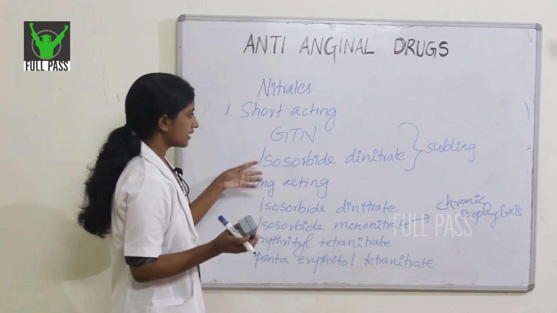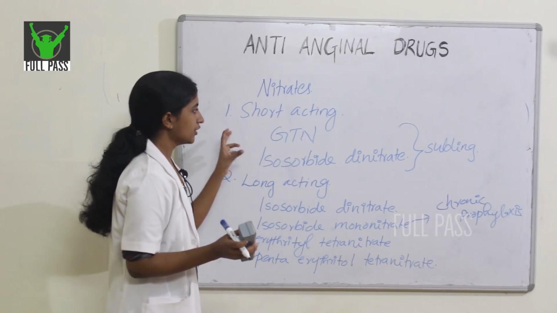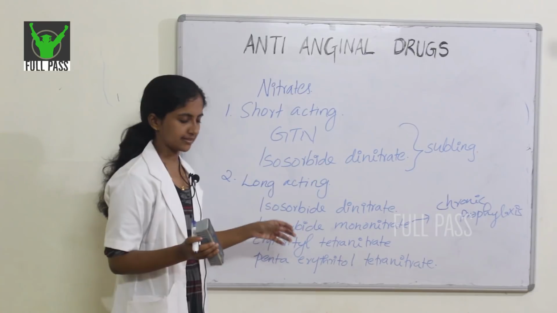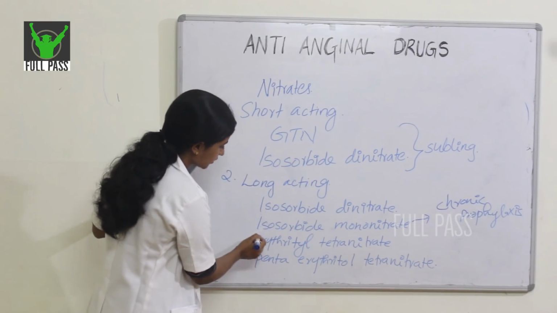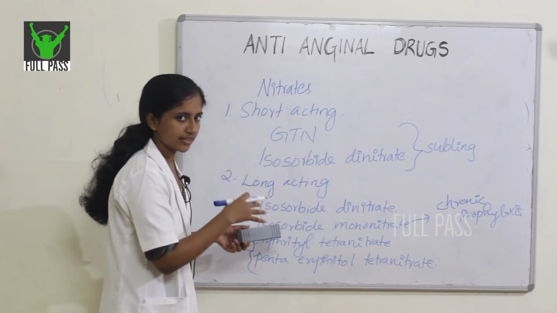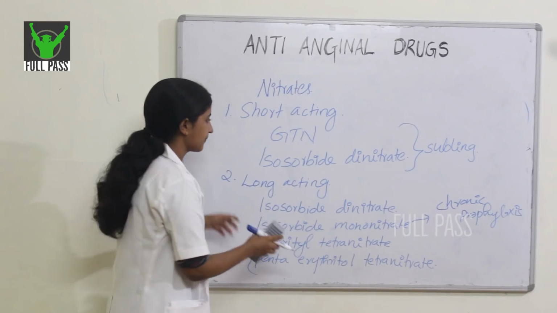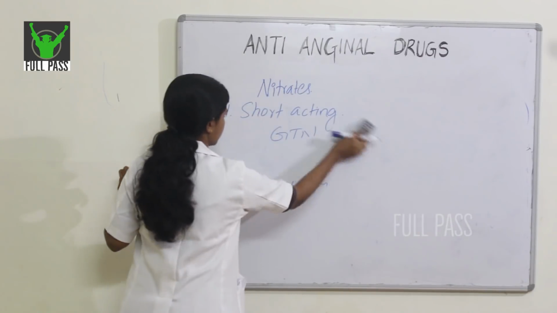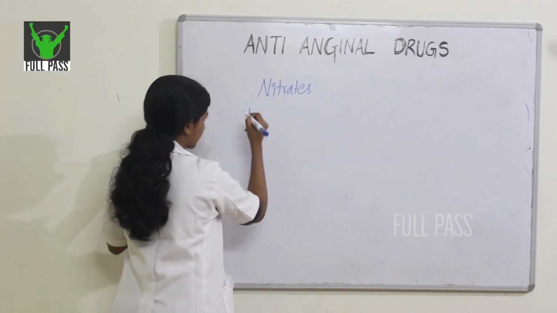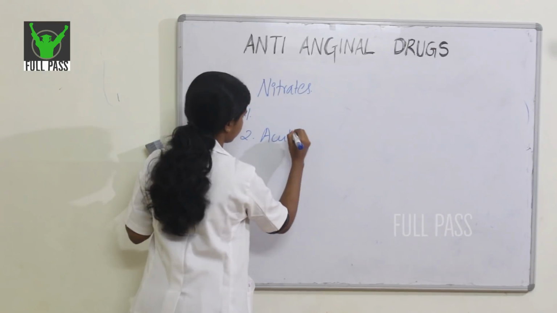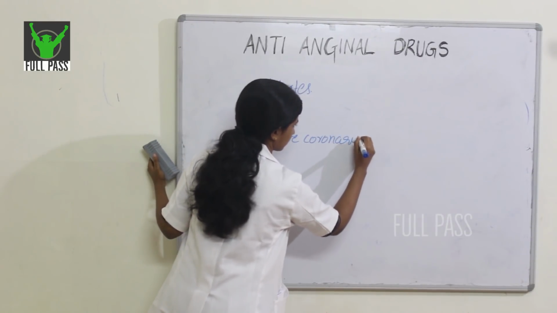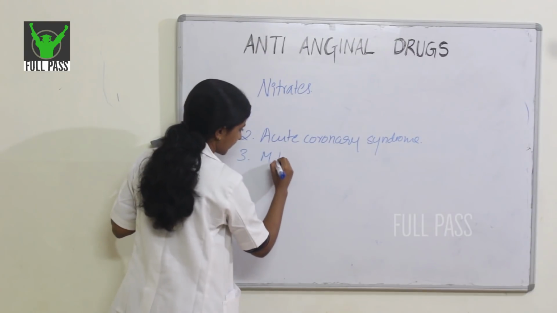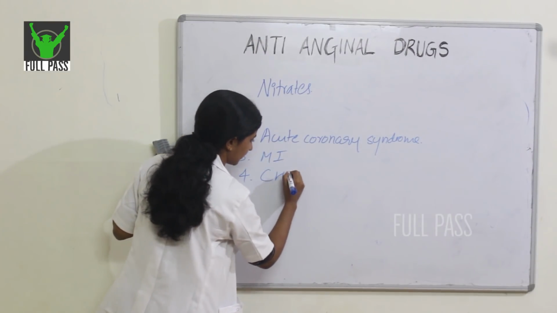Now, to terminate and abort an attack of classic angina, we usually use glyceryl trinitrate or isosorbide dinitrate sublingually on an as and when required basis. And all these other drugs are mainly used for chronic prophylaxis, not for a sudden anginal attack. Now, other uses of nitrates are, first of all, angina pectoris. Then it can be used for acute coronary syndrome. Then it is used in myocardial ischemia, and it is used in congestive heart failure.